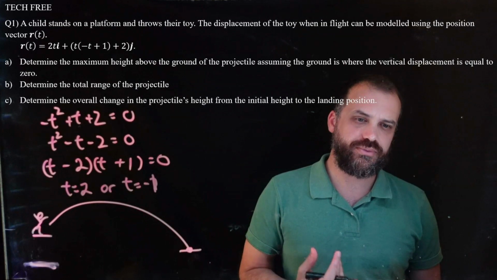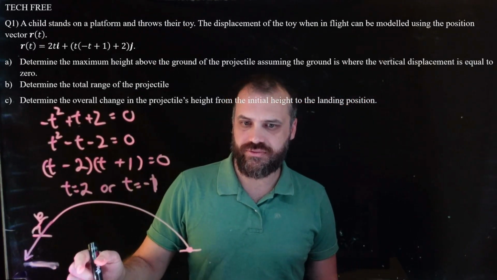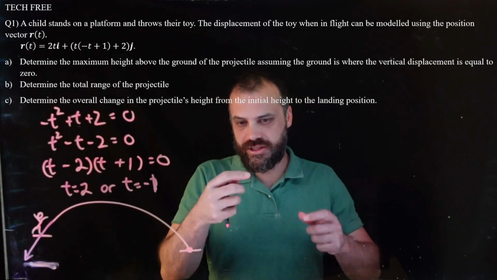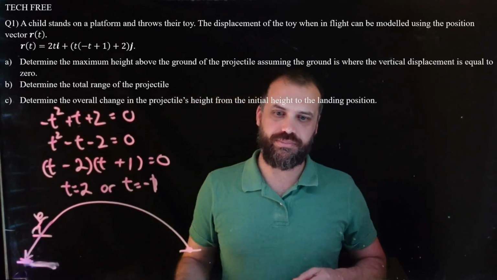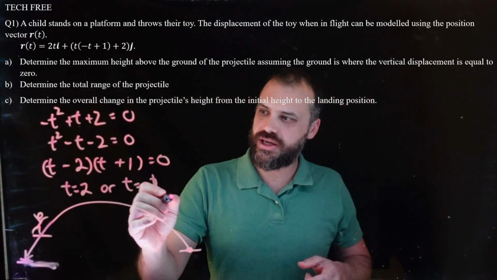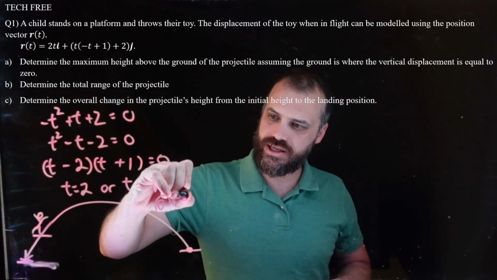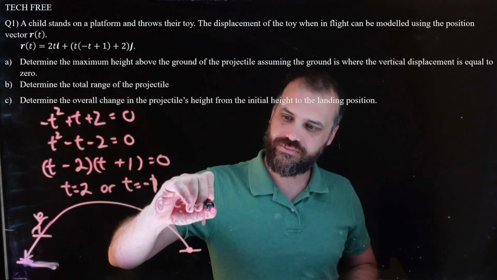What is the t equals negative 1? That's this point over here from before, when the kid, imagine the kid didn't throw it from there, but was actually lower down. That's where it would be, right? So we reject the negative time. At t equals 2, it hits the ground.